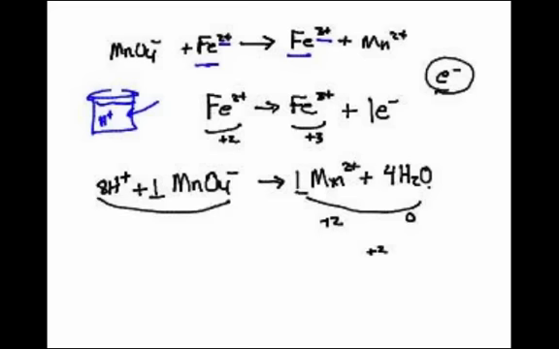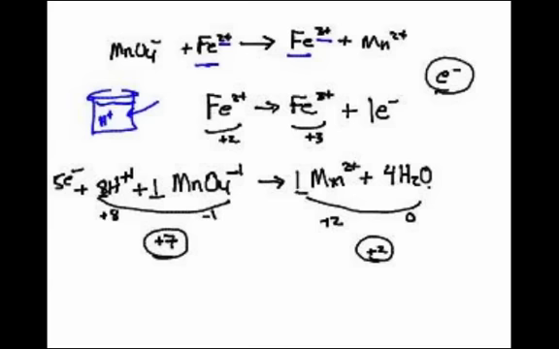And this side has a charge of, now there's a +1 here, but there's 8 of them, so that's +8. And then this has a -1 charge, so that adds up to +7. So if you've got a +2 on one side and a +7 on the other, we're going to need 5 electrons on the left. 5 electrons on the left.